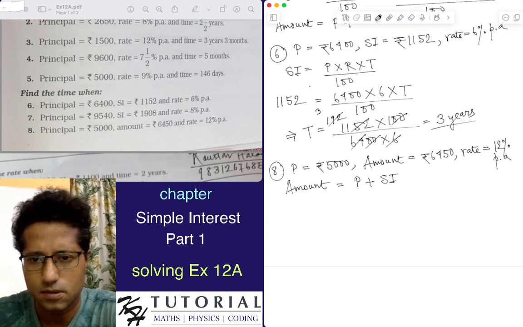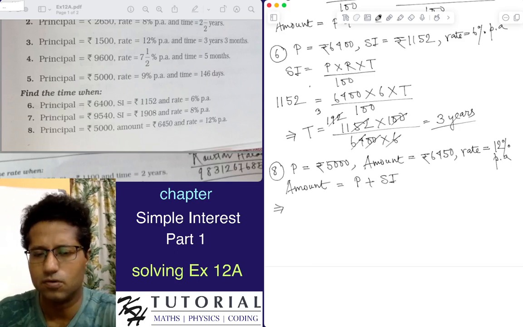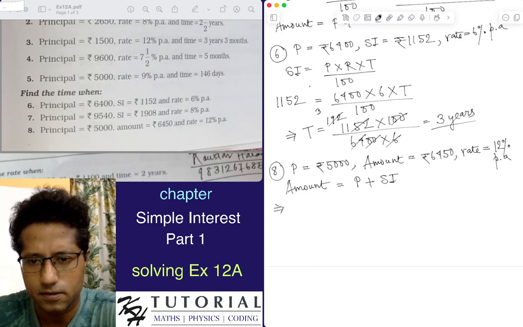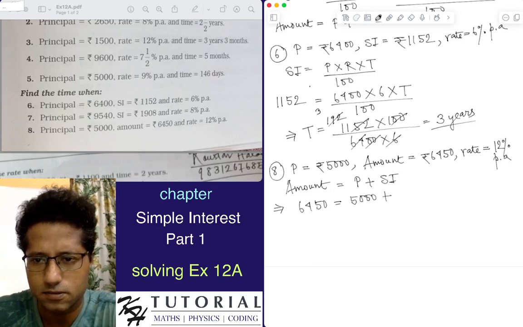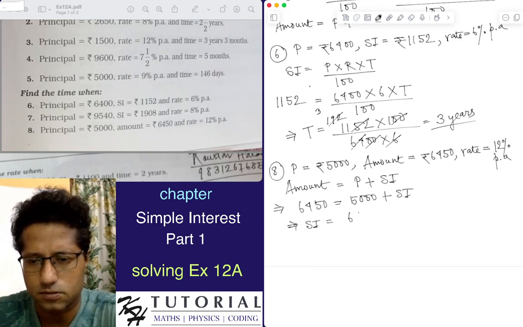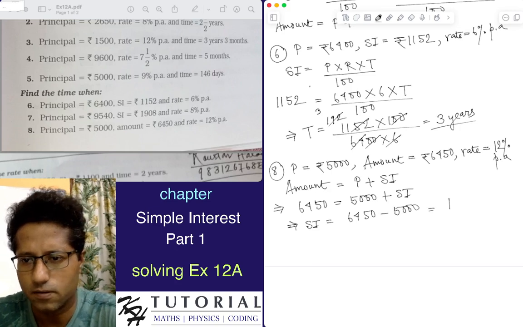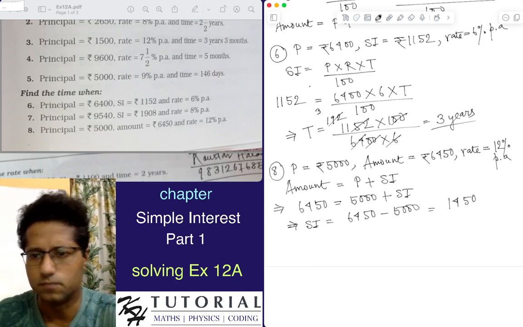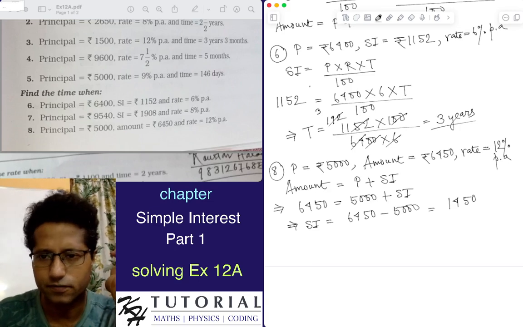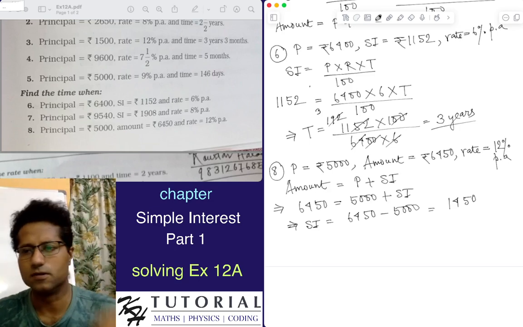We know this. This implies if you put the value of amount and P, we get 6450 equals 5,000 plus SI. From here we will get SI, simple interest, as 6450 minus 5,000. This is 1450. This is the simple interest. Obviously this will be all in rupees. I am ignoring the rupee symbol.